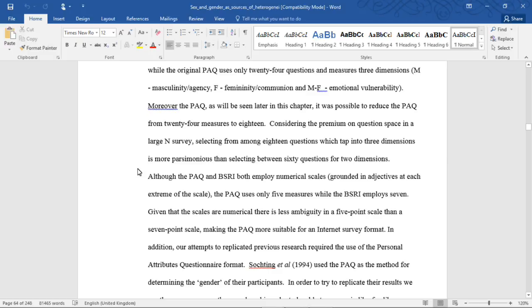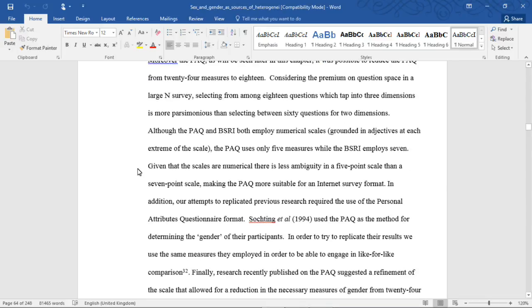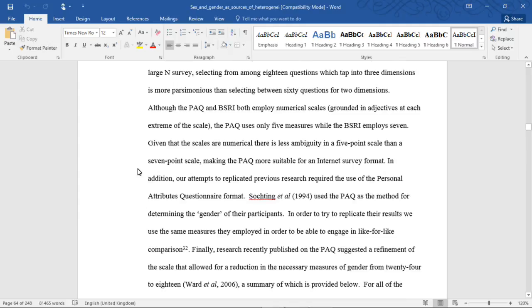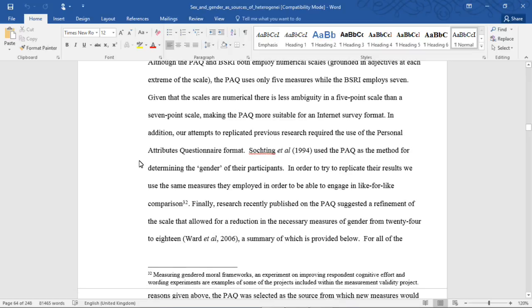Moreover, as will be seen later in this chapter, it was possible to reduce the PAQ from 24 measures to 18. Considering the premium on question space in a large-N survey, selecting from among 18 questions which tap into three dimensions is more parsimonious than selecting between 60 questions for two dimensions. Although the PAQ and BSRI both employ numerical scales, grounded in adjectives at each extreme end of the scale, the PAQ uses only 5 points while the BSRI employs 7. Given that the scales are numerical, there is less ambiguity in a 5-point scale than a 7-point scale, making the PAQ more suitable for an internet survey format.